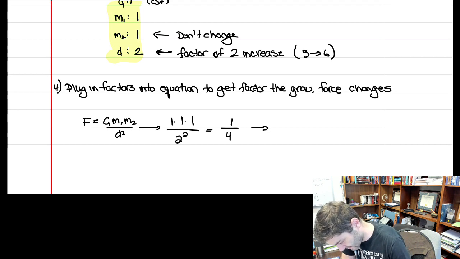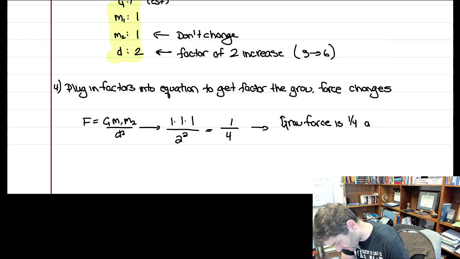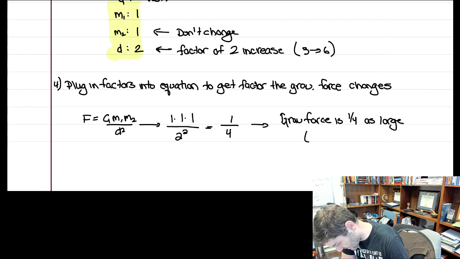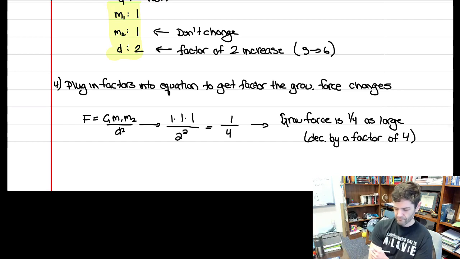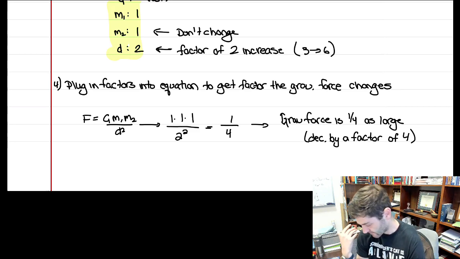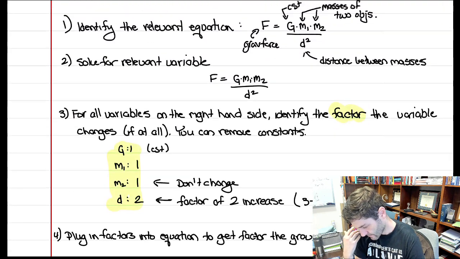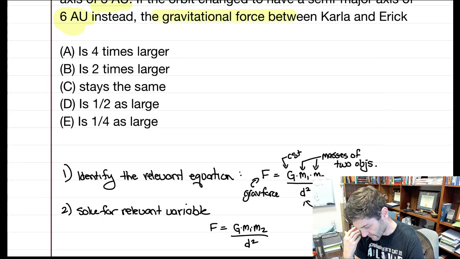So what does this say? That the gravitational force is 1/4 as large. Or another way of saying that is that it decreases by a factor of 4. It's 1/4 as big. So in this case, the answer would be E.